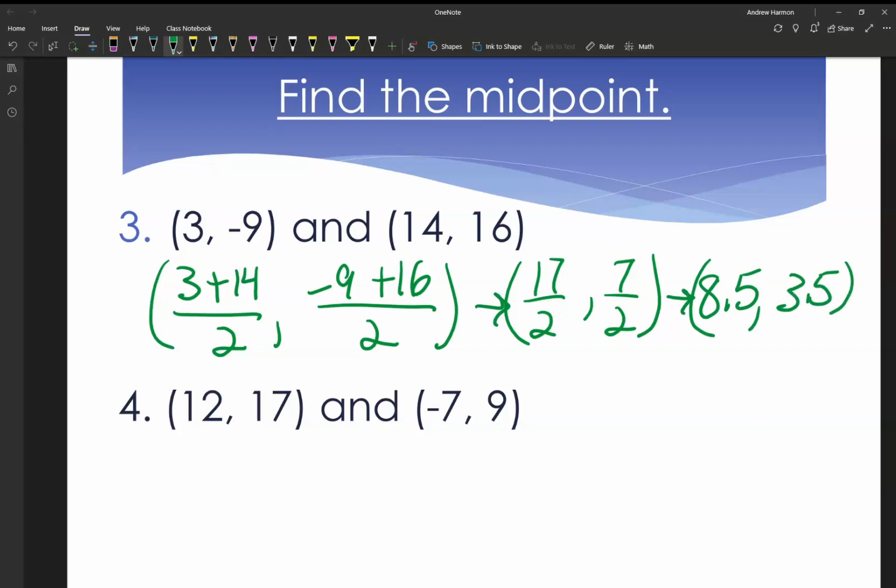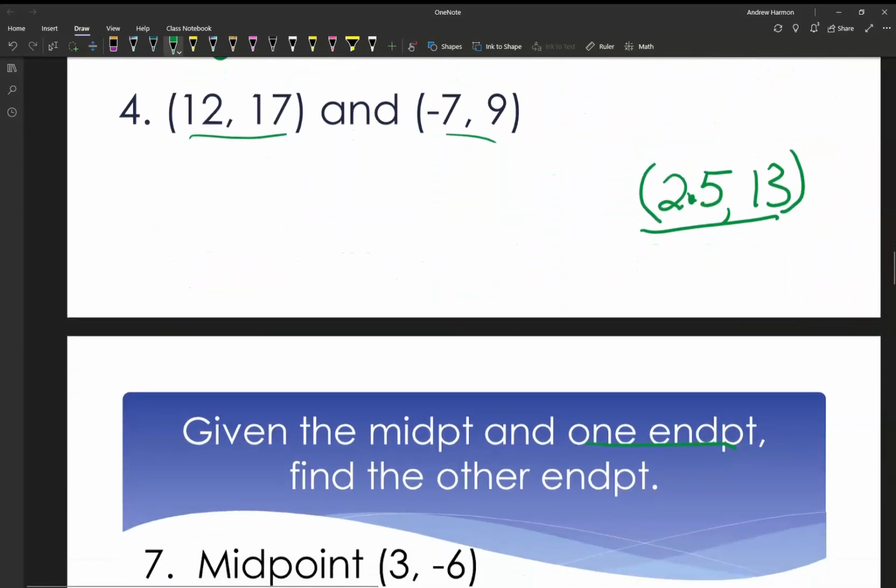All right, go ahead and pause the video and try the next problem, see if you can do it, and then we'll come back and I'll show you the answer. Okay, so the answer to this one would be (2.5, 13). That would be the point on the graph that is in the middle of those 2 points. All right, let's look at this another way.